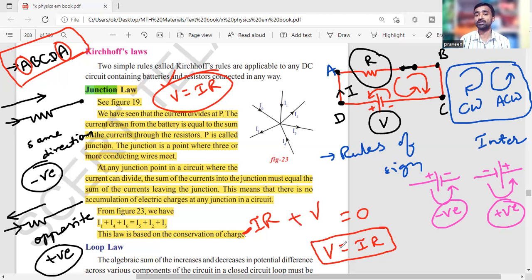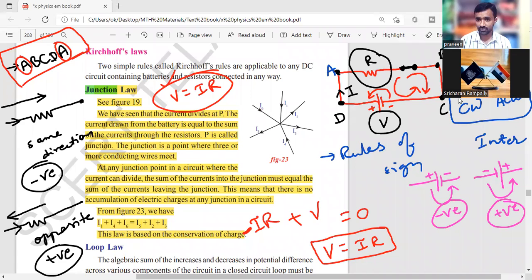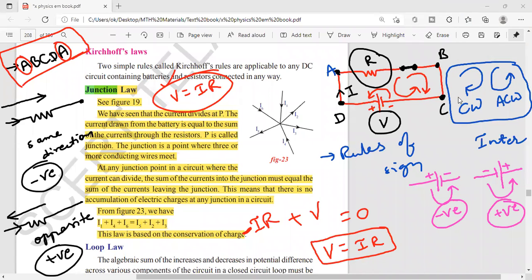So this is the method of application of the loop law for a single appliance with a battery. Is there any confusion in this? Just give me your quick impression.